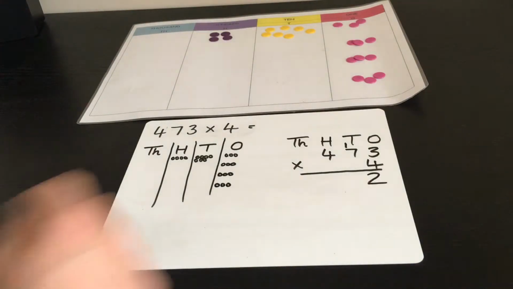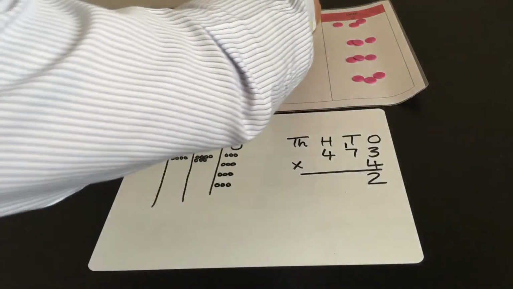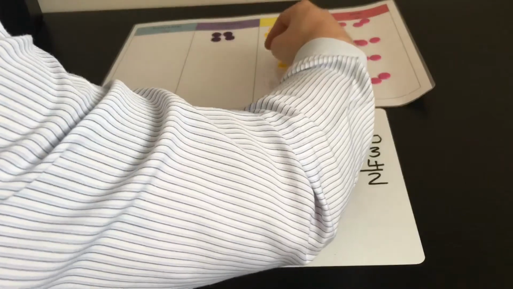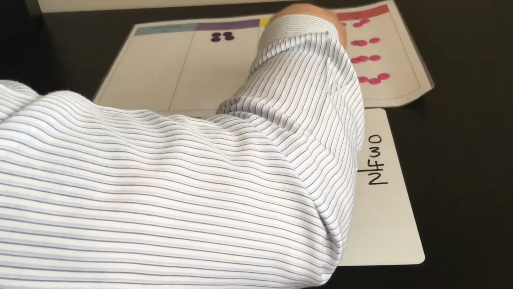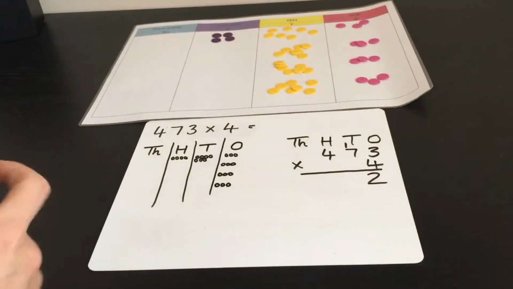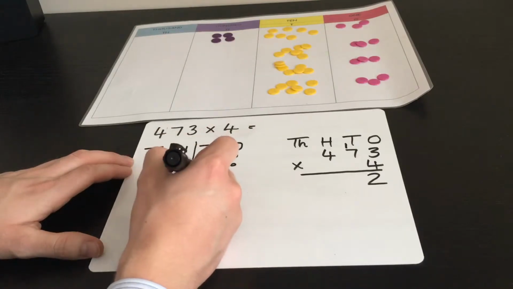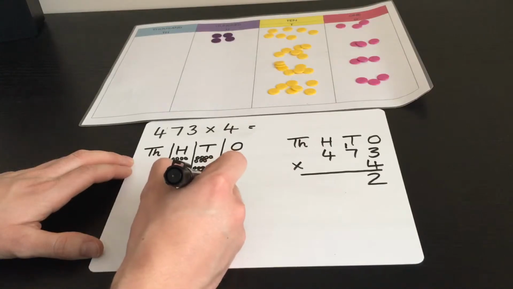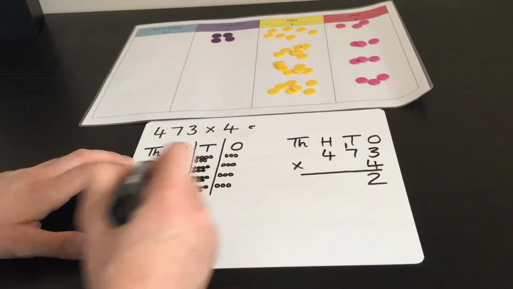Job number 2. I need to multiply the 7 tens by 4. So I've got one group of 7 tens there. I'm going to need 2 groups of 7 tens. I'm going to need 3 groups of 7 tens. And finally, I'm going to need 4 groups of 7 tens, like so. Now if I draw that on my pictorial representation, it would be one group of 7 tens, 2 groups of 7 tens, 3 groups of 7 tens, and 4 groups of 7 tens.